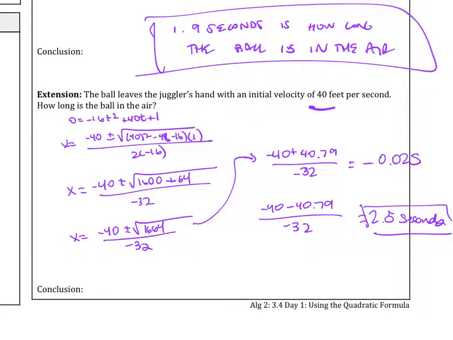So we tried it out. The other thing you change is the v of 40, so I plugged it in here. Then when you plug it in, you get 1600 plus 64, or 1664. The square root of 1664 is approximately 40.79. So negative 40 plus 40.79 over negative 32 is negative 0.025, so I can't have negative. When you plug in the other one, negative 40 minus 40.79 divided by negative 32, you get approximately 2.5 seconds is how long the ball is in the air.